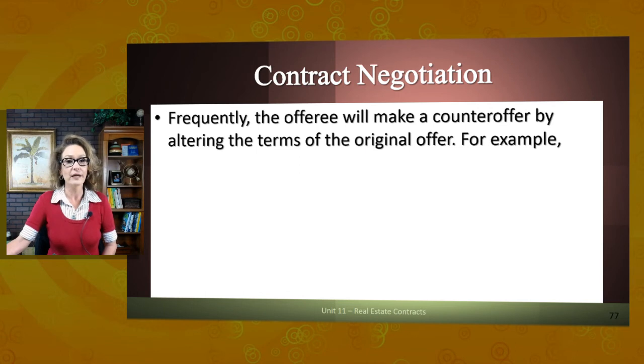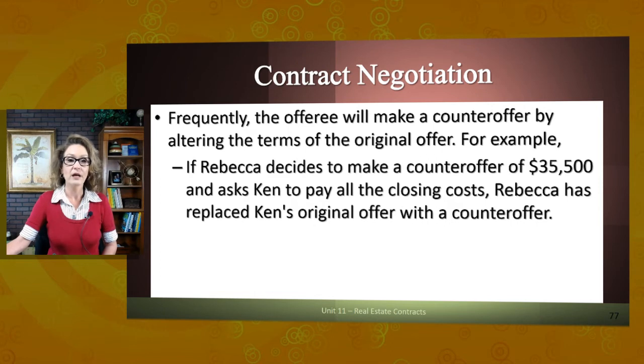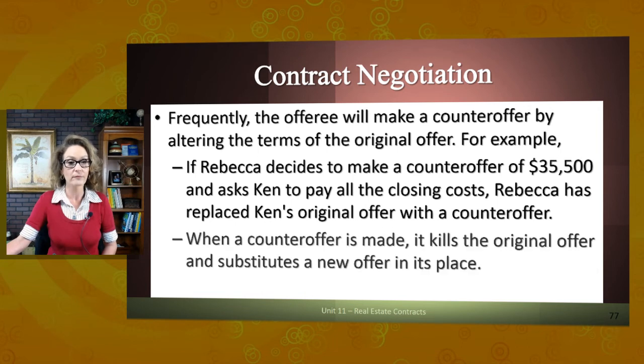Frequently, the offeree will make a counteroffer by altering the terms of the original offer. For example, if Rebecca decides to make a counteroffer of $35,500 and asks Ken to pay all the closing costs, Rebecca has replaced Ken's original offer with a counteroffer. When a counteroffer is made, it kills the original offer and substitutes a new offer in its place.